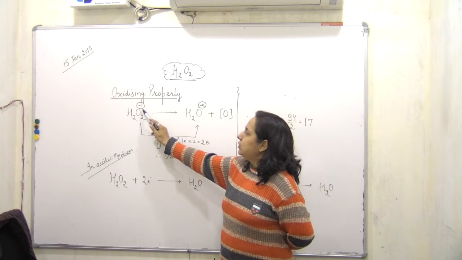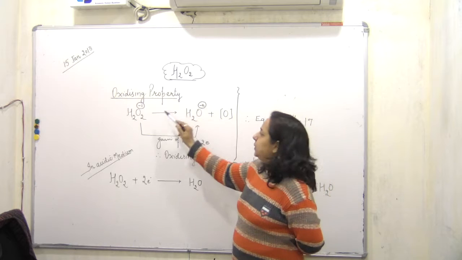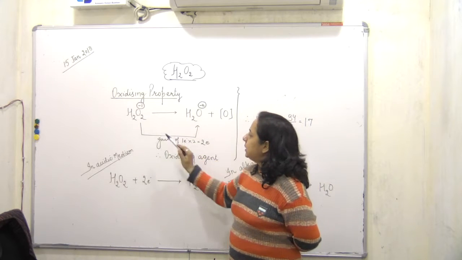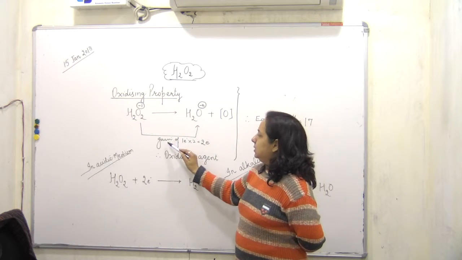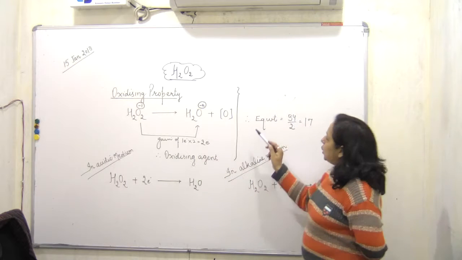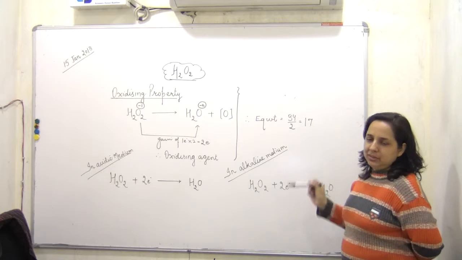So the -1 oxidation state is changing to -2. It means gain of 1 electron. There are 2 oxygen atoms, therefore gain of 2 electrons. Thus, self-reduction means oxidizing agent. The equivalent weight of H2O2 will be 34 by 2, which is equal to 17.